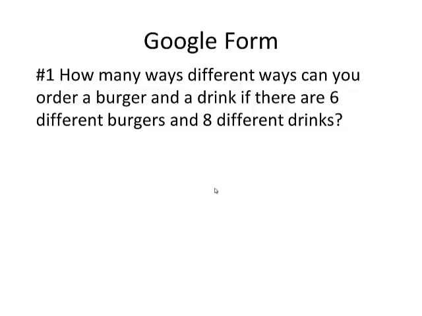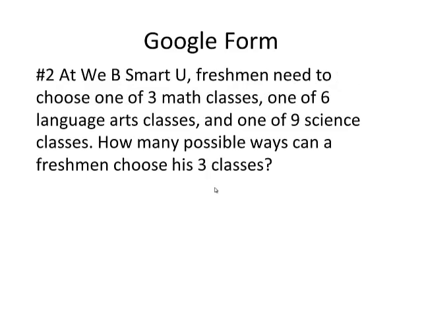Okay, this is your Google form. Number 1, how many different ways can you order a hamburger and a drink if there are 6 different hamburgers and 8 different drinks? Number 2, at We Be Smart University, freshmen need to choose one of 3 math classes, one of 6 language art classes, and one of 9 science classes. How many possible ways can a freshman choose his 3 classes?